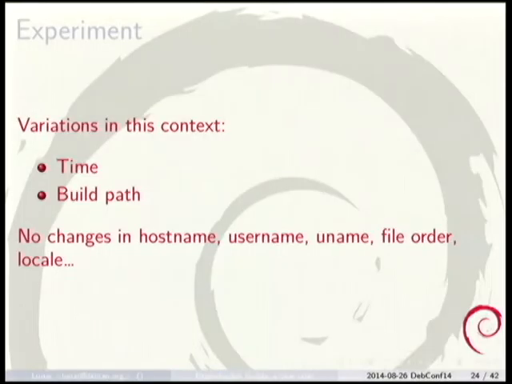So in the context of the experiment, we make two variations. The time of the build is different because there's no libfaketime library or such. And the build path will be different because the build is done with sbuild, which will pick a random path every time you have a build. But there are no variations in hostname or username or uname, or I believe the file order because we unpacked the package the same way both times, or the locale, which is I think C in both cases. But still, it is a pretty good framework to start evaluating.